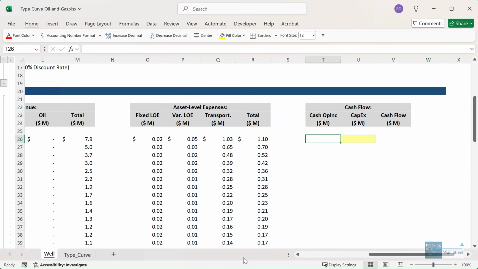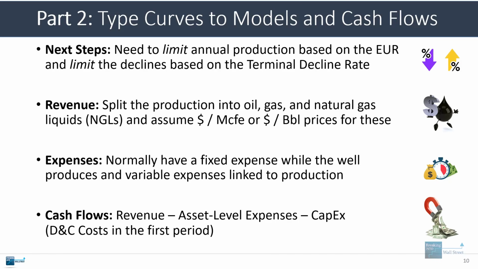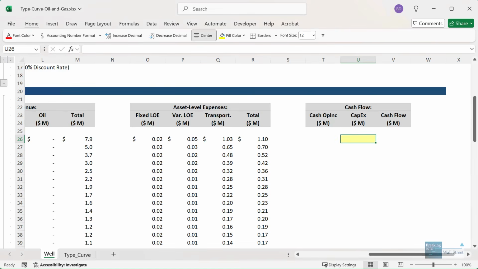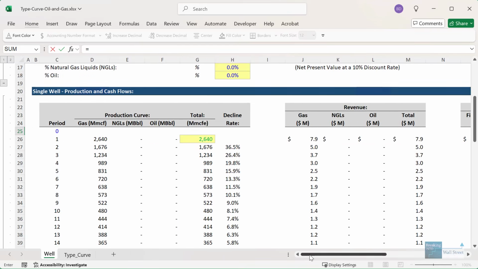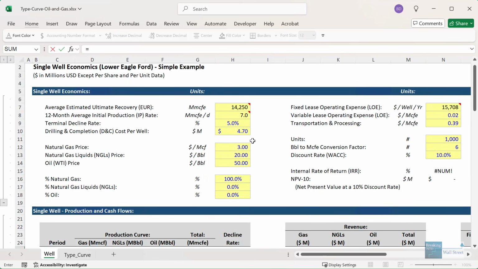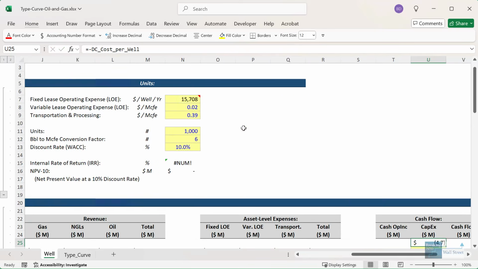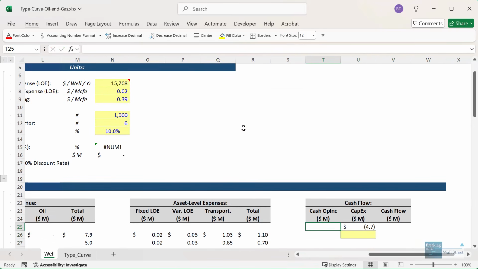This takes us to the last part, where we calculate the cash operating income, the capex, and the cash flows. So this is pretty simple. We're just going to take revenue, subtract the asset level expenses, and then subtract the capex to get the cash flows. In this case, the capex just consists of the D&C cost for this well. So for the capex right here, we're going to link to our D&C costs. I'm going to put a negative sign in front. They're saying 4.7 million. And then here for the cash operating income, we're just going to take our total revenue and subtract our total expenses. I linked to the wrong thing, so let me fix that.